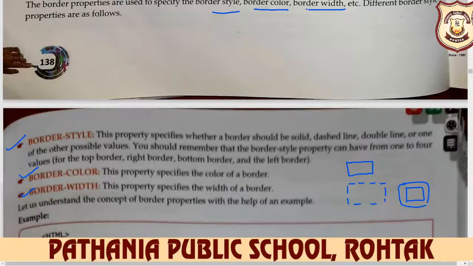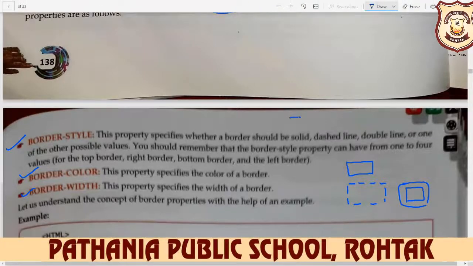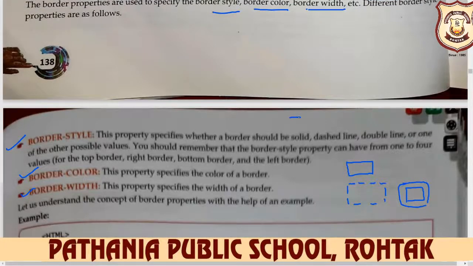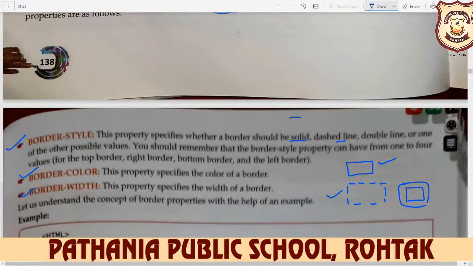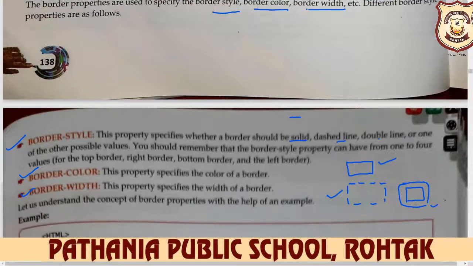And between border and style, between border and color, between border and width, you use the hyphen sign, like this minus sign. Border style: this property specifies whether a border should be solid like this, a dashed line like this, a double line like this, or one of the other possible values.